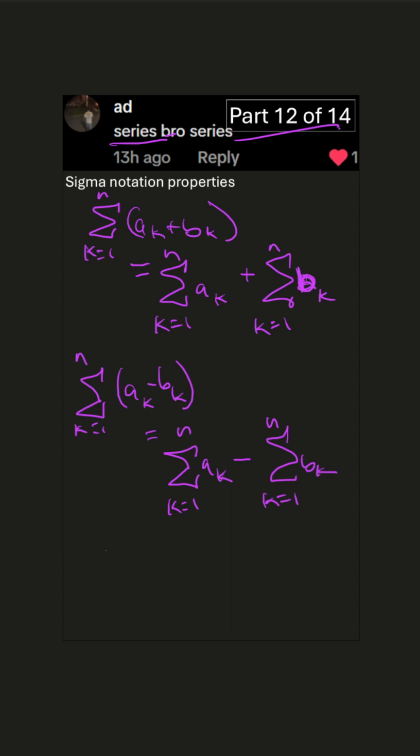And the last thing we can do here, let's say we have a sum, k equals 1 to n of c times a sub k. Well, you can just pull out the constant, and that can become c times the sum of k equals 1 to n of a sub k. So those are our three properties. Follow along for more. Let's crack right into this one.